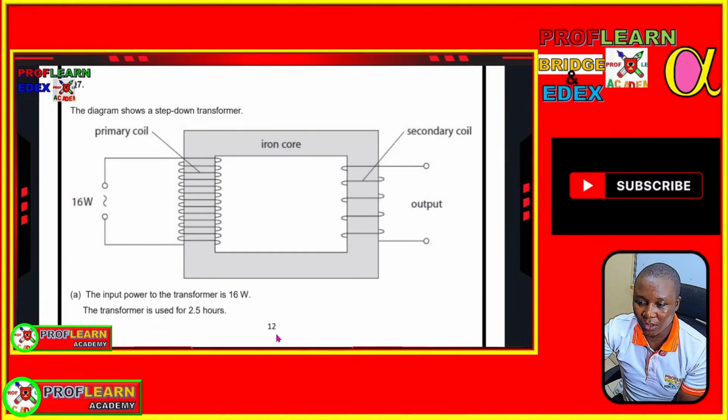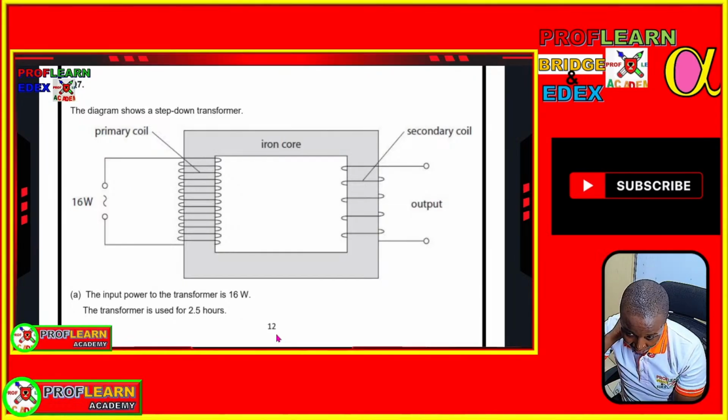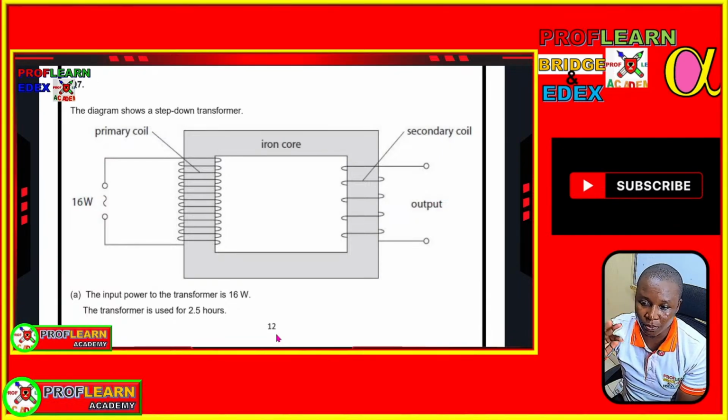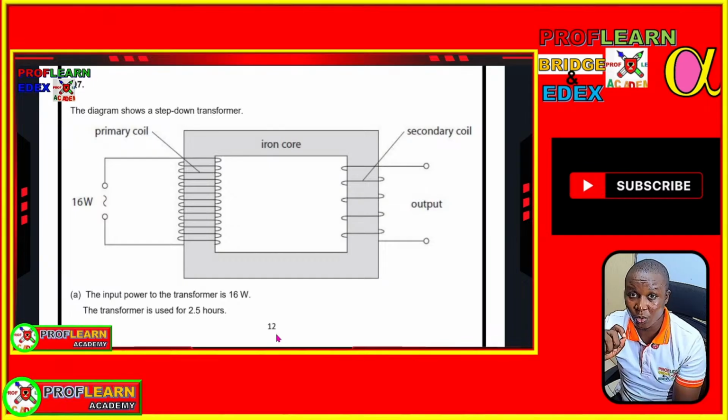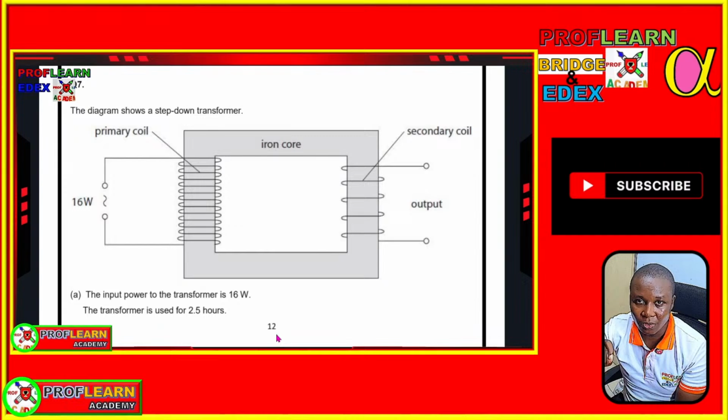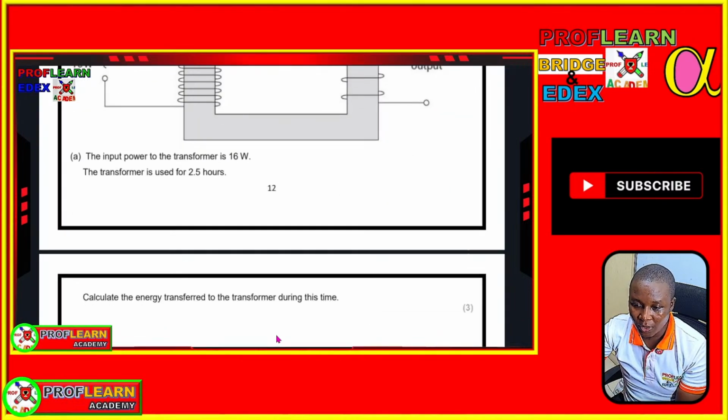So for transformers, you can also be given a diagram on a transformer like this one that we are having here, and then we are supposed to work out the power output, power input, and the voltage that is produced, which is the V out. The input power is 16 watts. And you need to remember that power is current times voltage. Then we are told the transformer is used for 2.5 hours.